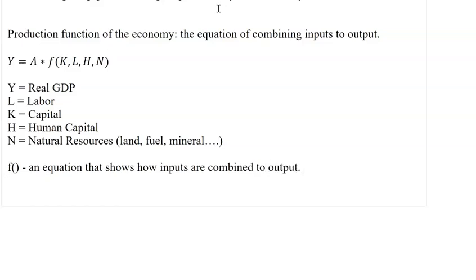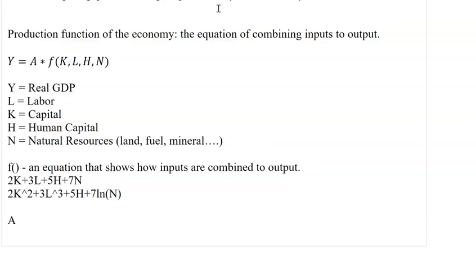Now, we are not going to talk exactly what F looks like. Basically, F could be 2K plus 3L plus 5H plus, let's say, 7N. That could be one version of F. Or another version could be 2K squared plus 3L to the power of 3 plus 5H plus natural log of N. We could have another function like this. So we are not going to go really deep into what F looks like, but we know F has these four inputs in it.